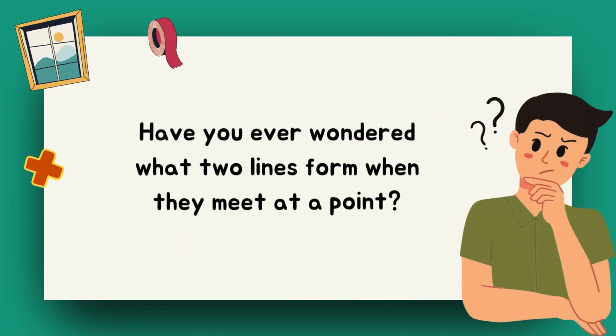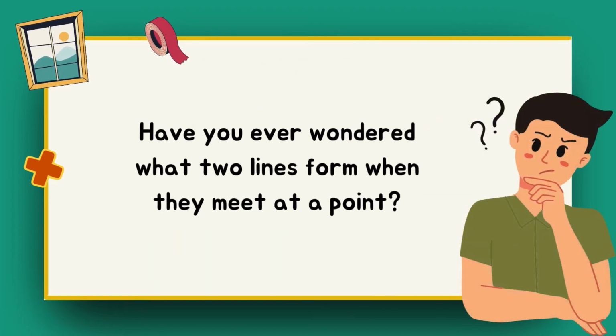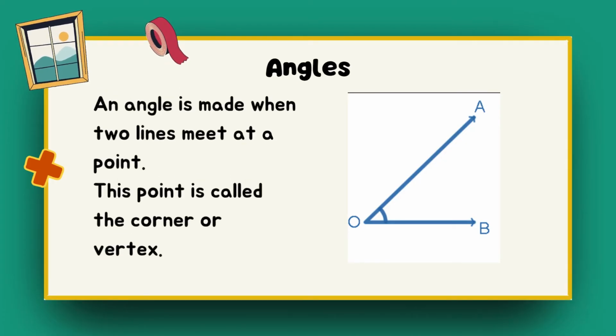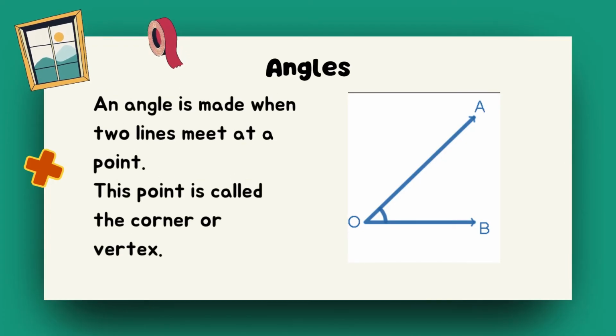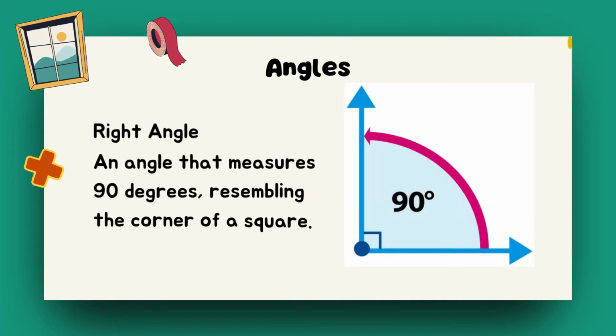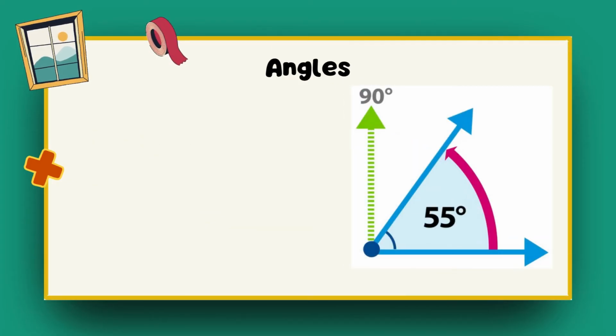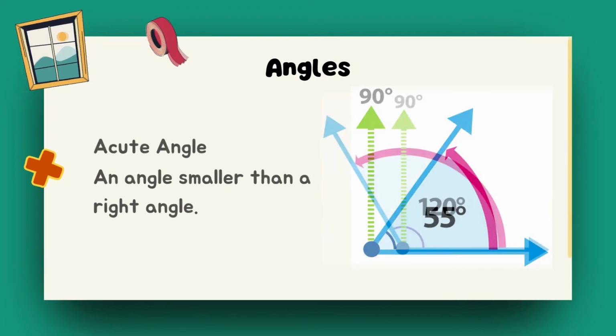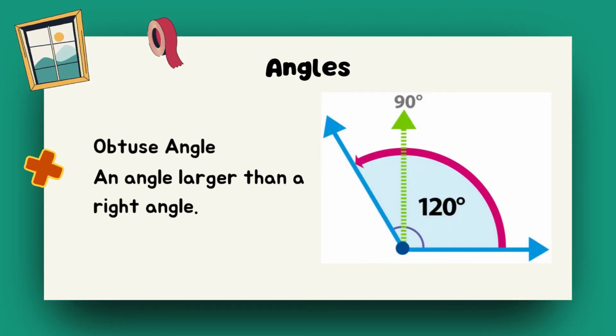Have you ever wondered what two lines form when they meet at a point? An angle is made when two lines meet at a point. This point is called the corner or vertex. A right angle is an angle that measures 90 degrees, resembling the corner of a square. An acute angle is an angle smaller than a right angle. An obtuse angle is an angle larger than a right angle.